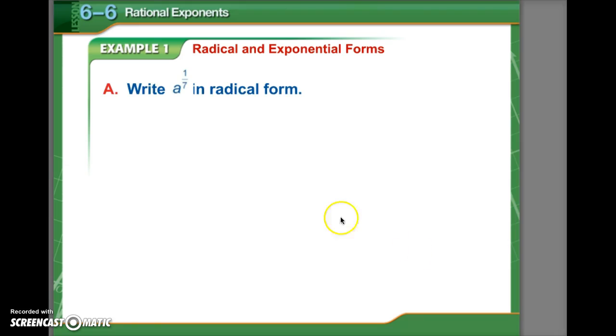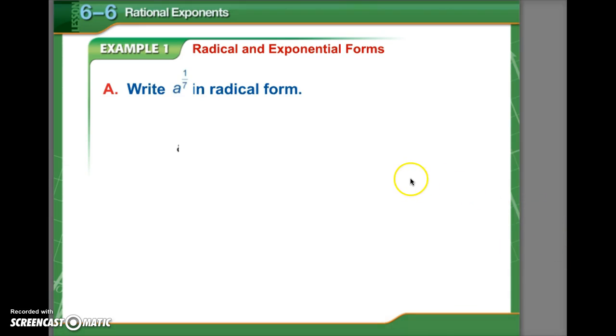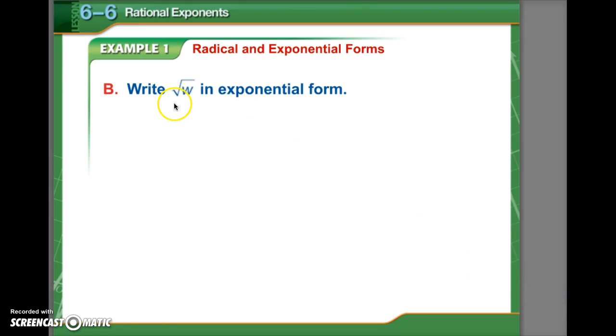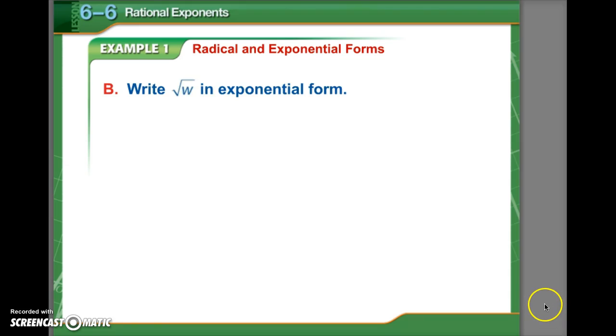Our first example is on radical and exponential forms. We need to write a to the 1/7 power in radical form. Hopefully you are comfortable with the fact that this is just the 7th root of a. Okay, let's move forward. Part B, we're going to write the square root of w in exponential form. Hopefully you remember that the square root is just the half power. So this would be w to the 1/2.